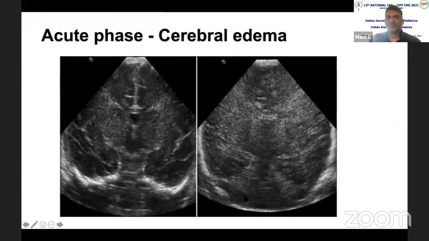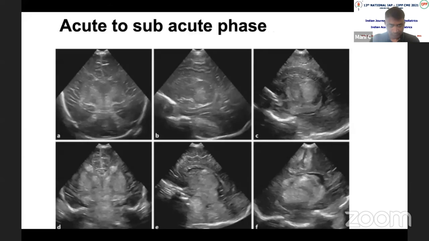And in the acute phase of HIE, what you would see is cerebral edema. On day 1, this is a normal scan on the left, where you can see the gray and white matter differentiation with the sulci and gyri. But on the right, you can see there is no clear-cut definition of a Sylvian fissure or a ventricle or a thalamus or even the interhemispheric fissure. That is because of cerebral edema, so you can diagnose it very easily and say that there are some brain injuries going on.